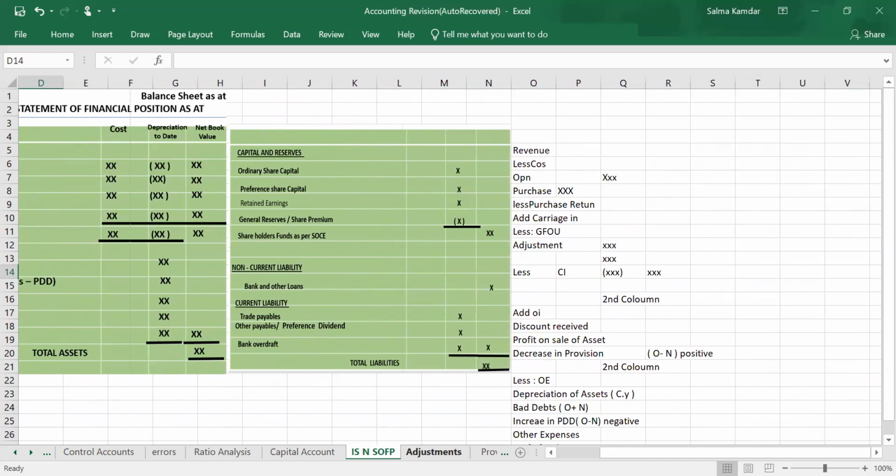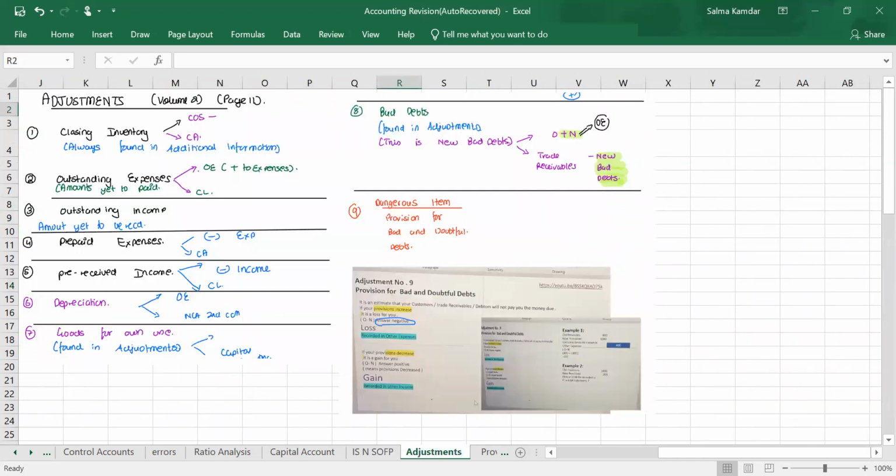Now let me go to the adjustments that you normally have. We will quickly see the adjustments that we have. First adjustment is closing inventory. What is the effect of closing inventory? Cost of sales and current asset. Cost of sales, you minus it in the cost of sales and you record it as the current asset. Are you with me?